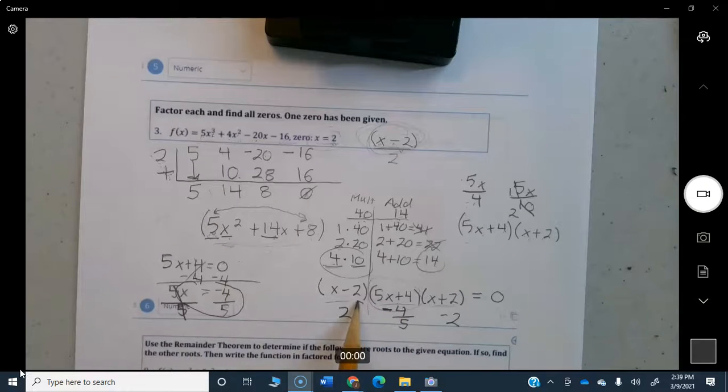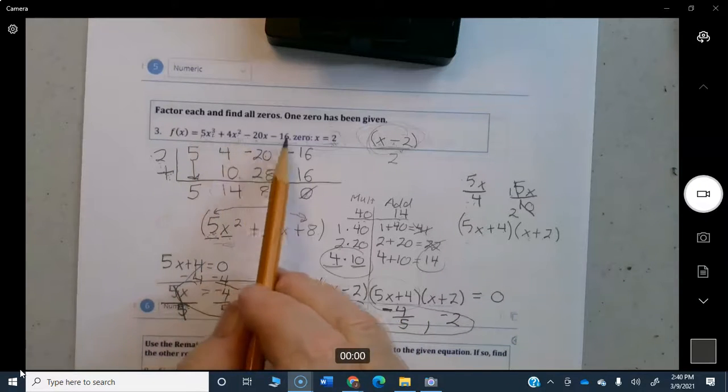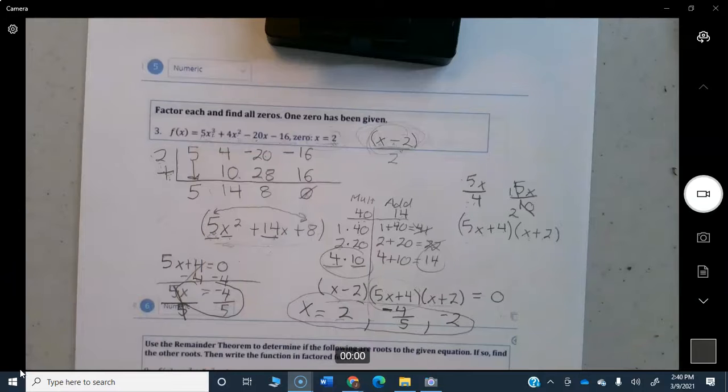So these are our answers right here. The x equals this, this, or this, or this. It doesn't have to be all three. It's just any one of those. So again, what does that mean? If you took any of these three numbers and plugged them into this original equation up here, you'd end up with 0. Okay. All right.